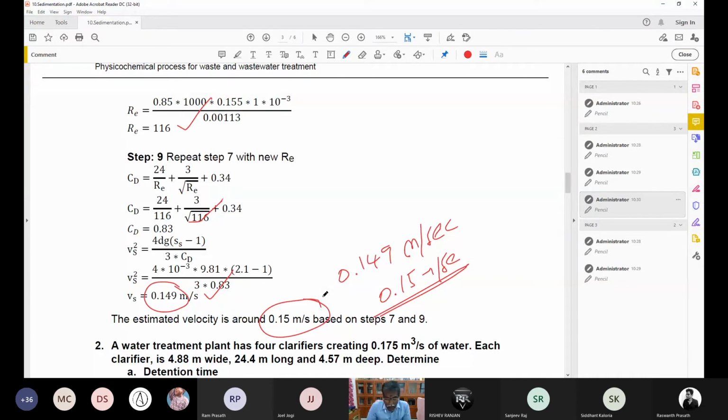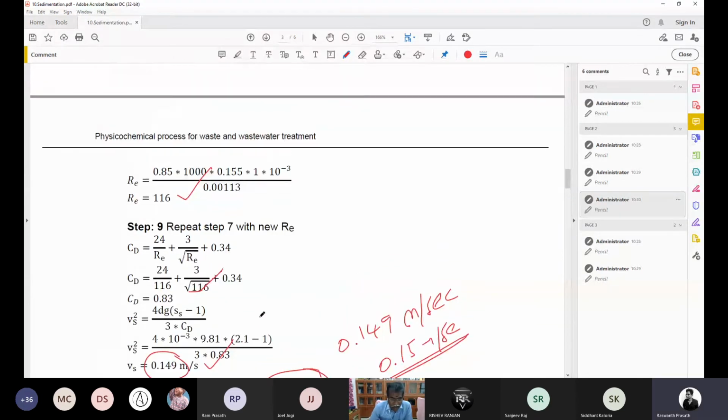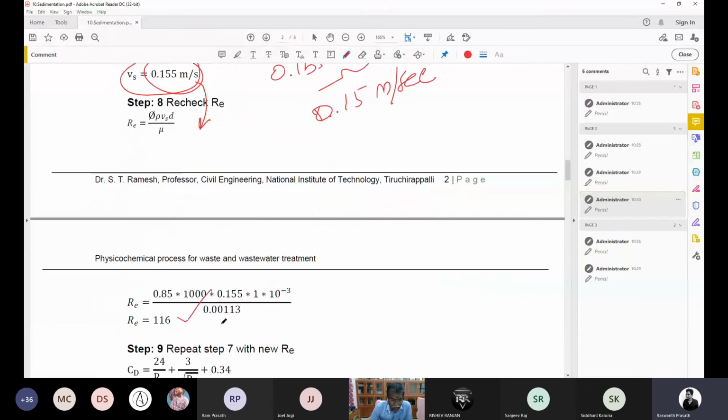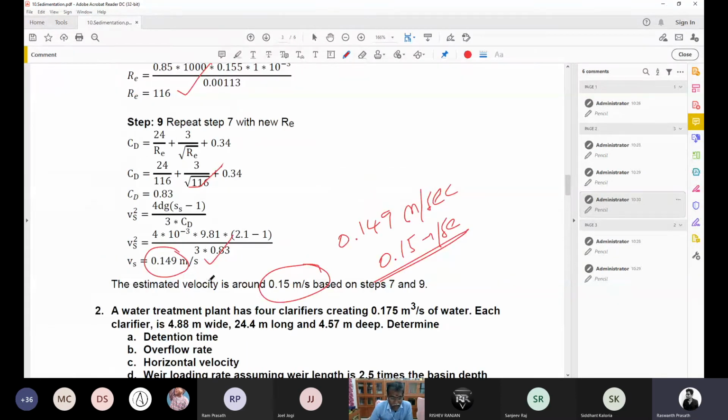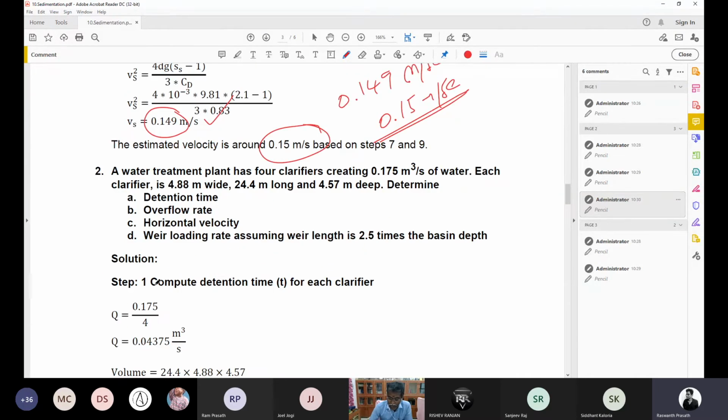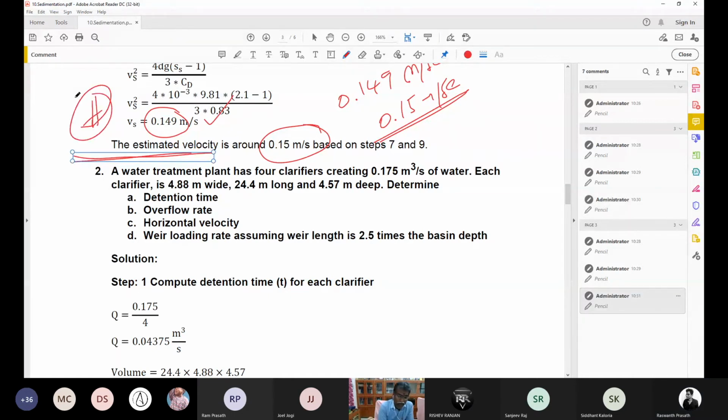You can say your settling velocity or estimated velocity of the particle is 0.15. Is it okay? And here it is 0.155, here it is 0.149. Okay, from a theoretical point of view, I stopped here. If I do one more iteration, I may get exactly 0.149 also. Is it okay? Okay. Yeah, so this is one type of problem. Please understand logically how to calculate the settling velocity of the particle.